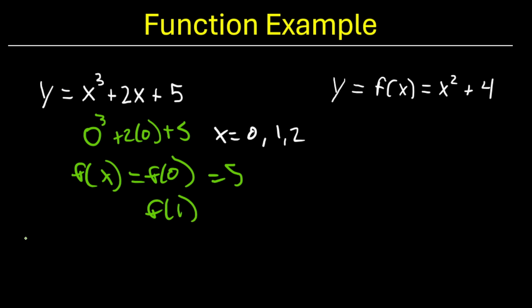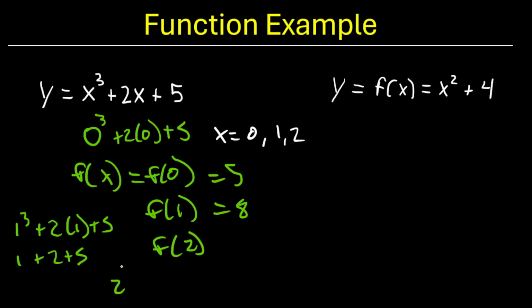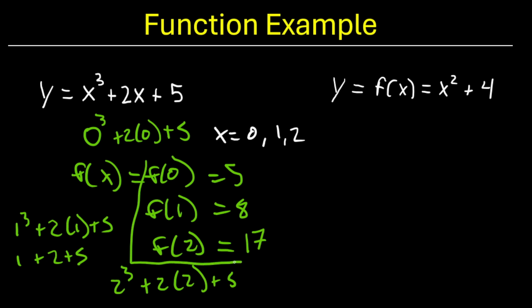f of 1, we plug in 1. 1 cubed plus 2 times 1 plus 5 gives us 1 plus 2 plus 5, which gives us 8. And f of 2, lastly, gives us 2 cubed plus 2 times 2 plus 5. So this is 8, this is 4, and this is 5. So that gives us 17. All right. So hopefully you can see, very similar to the stock market price, we take our input x and get our respective output y, or f of x.